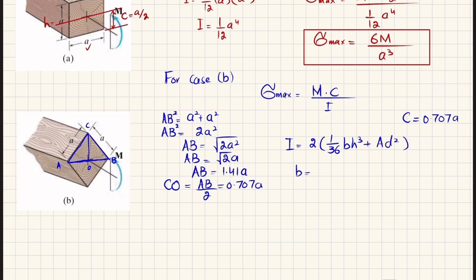So what is B here? B is this AB, which is equal to 1.41 times A. What is height? Height is equal to CO, and that is equal to 0.707 times A, clear.